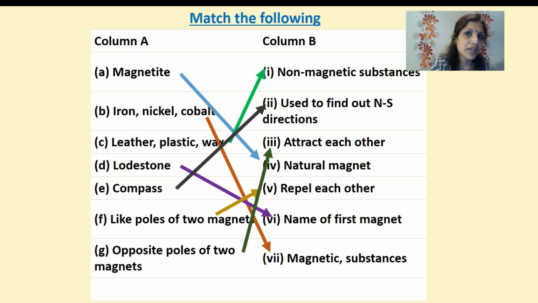So once you understand the properties of a magnet, it is easy for you to answer any type of question which is asked. Alright. In the paper, the question can be a multiple choice question, it can be fill in the blank, it can be match the following. But if you understood the lesson thoroughly, you can answer any type of question. Let's move ahead.